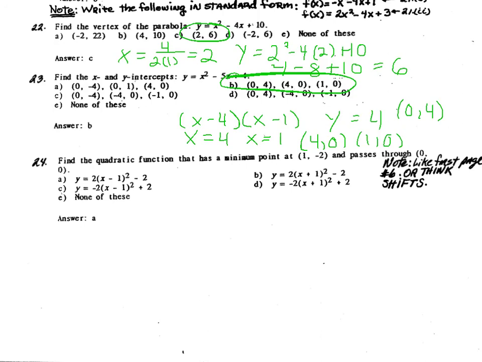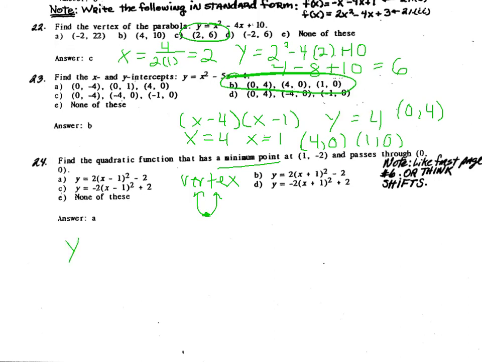In number 24, we want to find a quadratic function that has a minimum point at (1, -2) and passes through the point (0, 0). So remember that if it has a minimum point, that is also a vertex. And we know that it must be facing up in order for the vertex to be the minimum point.